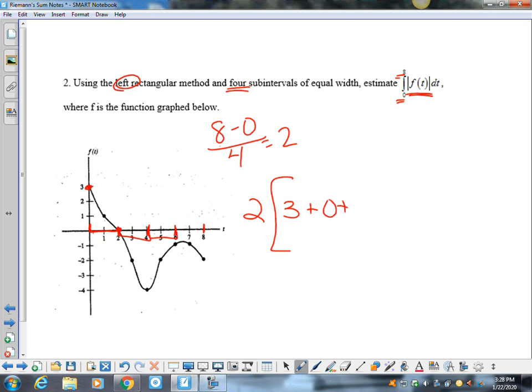And then for this one, it's going to be left-handed, so that's a -4, but remember it's absolute value, so it becomes a +4. And then for this one, the left-handed is going to be a -1, but again, that's going to make it positive because of the absolute value. So 3 plus 4 is 7, and 1 is 8, and 2 times 8 is 16.